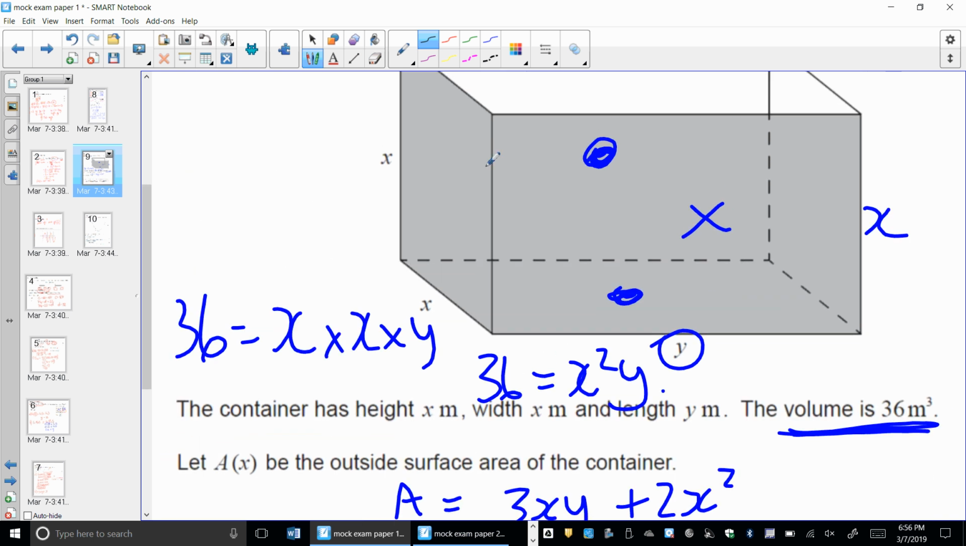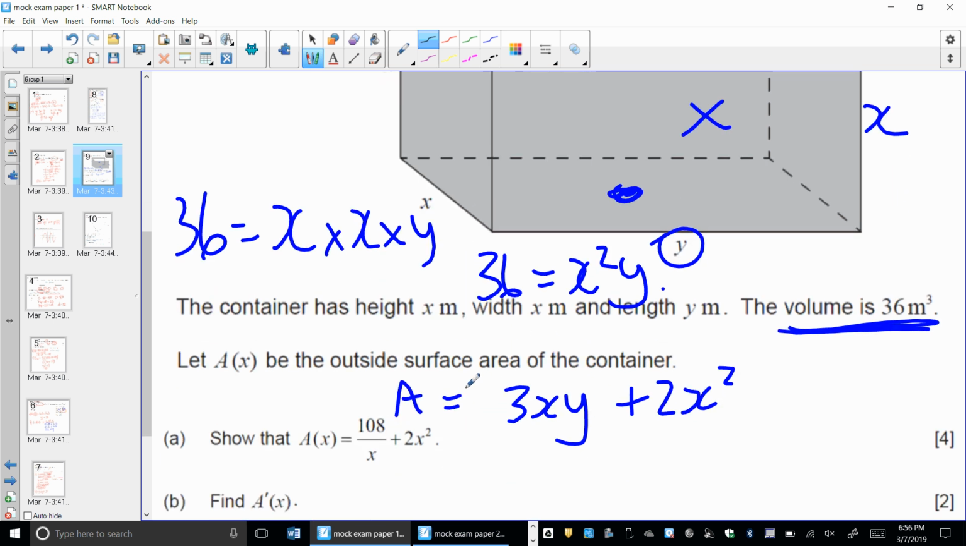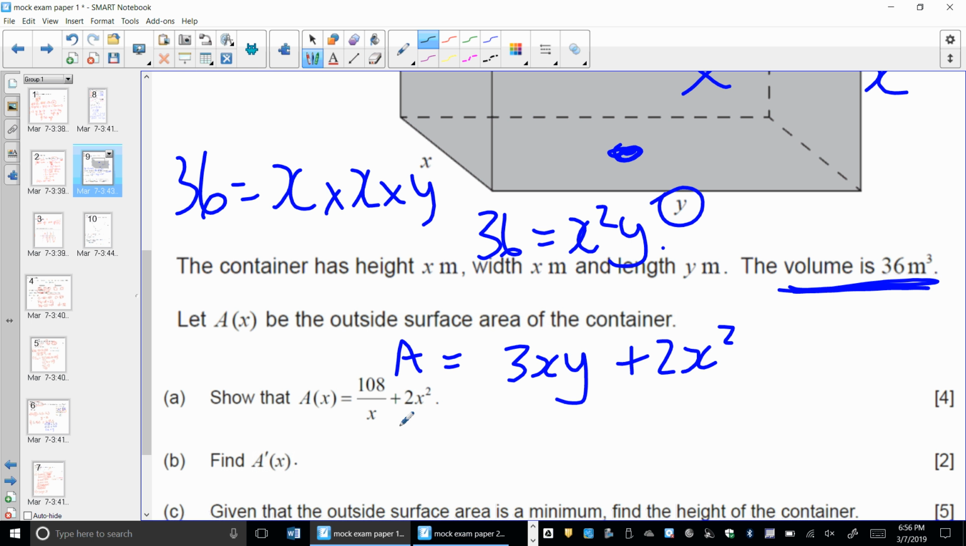Sorry, I should have confirmed. This is x multiplied by x, so that's x squared. So 1, 2, 3, 4, 5 sides. We don't count the top because it's an open container. So surface area would be this. Now, this has got y's in it, but this doesn't.